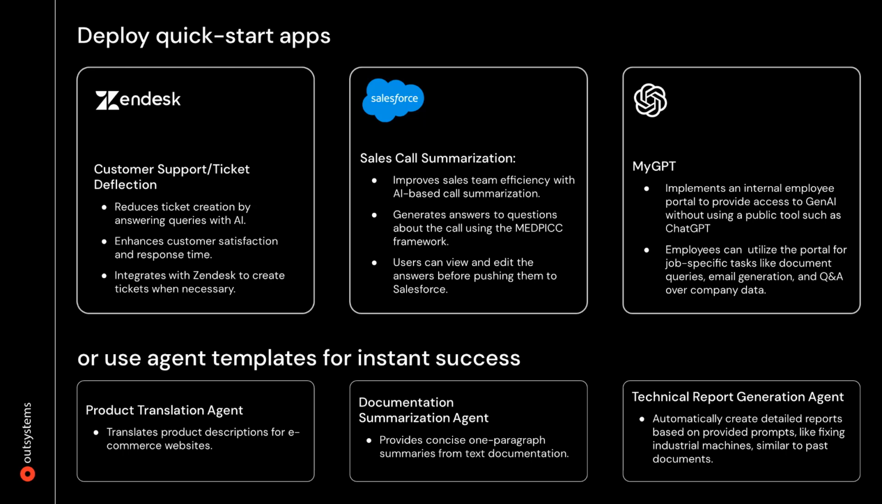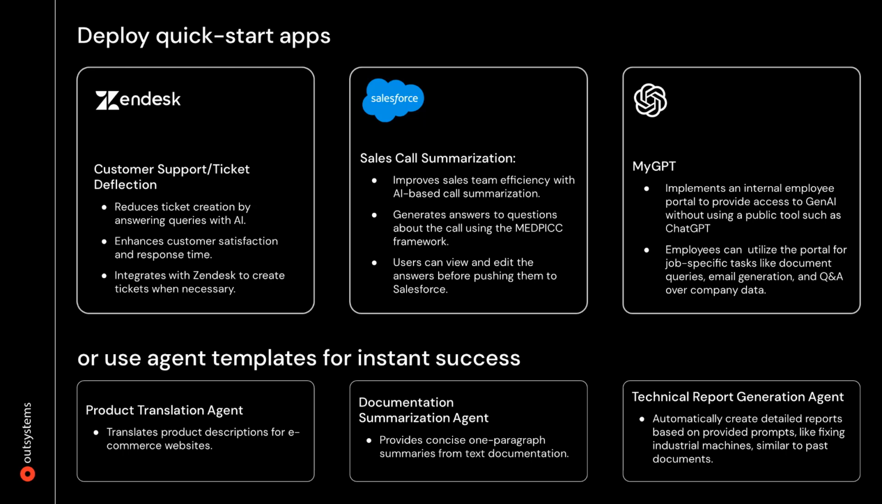AI Agent Builder is packed with a library of ready-to-use applications that includes a customer support ticket deflection application that drastically cuts down on ticket volume by using AI to answer queries directly. There's also a sales call summarization app that improves sales team efficiency with AI-based call summarization, as it generates answers to questions about the call using the MEDPIC framework. And finally, there's the MyGPT app, which provides access to Gen AI without actually using a public tool such as ChatGPT. Employees can utilize this for job-specific tasks like document queries, email generation, and Q&A over company data.